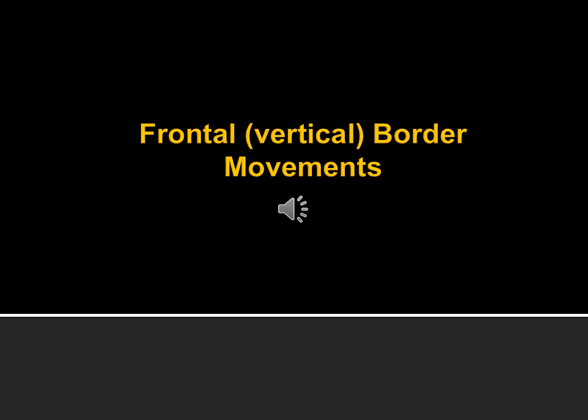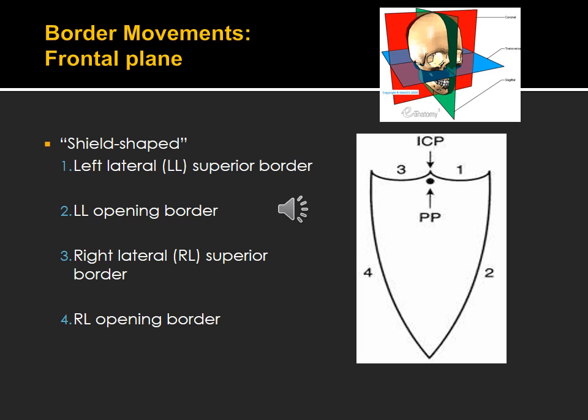We talked about horizontal and sagittal. Now we will talk about the frontal or vertical border. Now the third border movement is in the frontal plane, and you can see it on the coronal plane, which is the red one in the top picture. If you can imagine, the patient is moving to the right, moving to the left, and doing the maximum opening, from the front you will get the drawing in the bottom picture, and it is shield shaped. And let's see what these numbers represent.